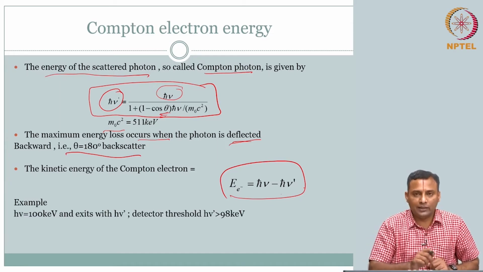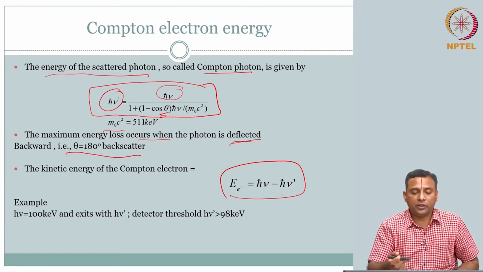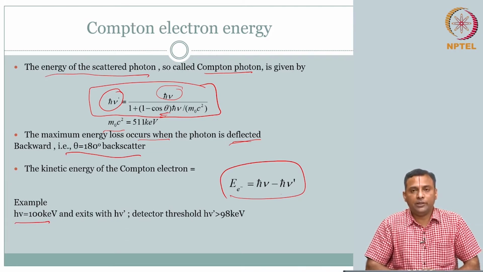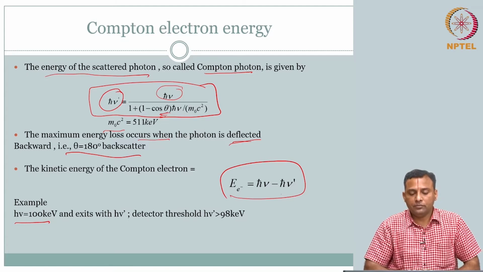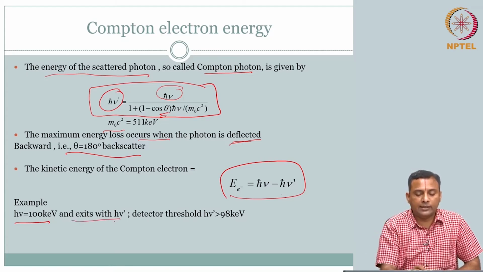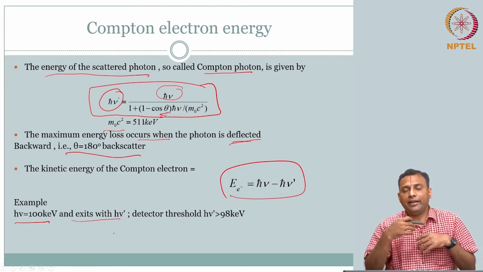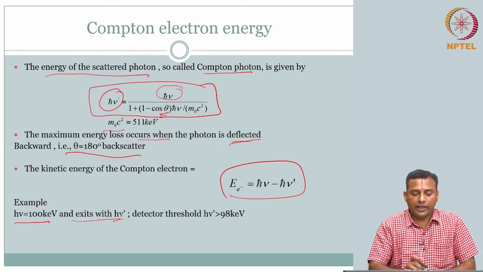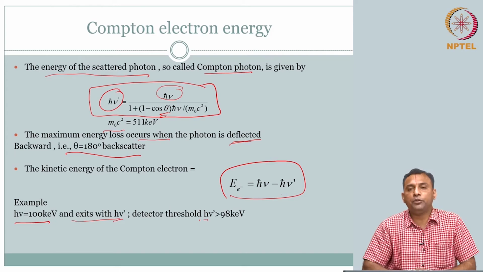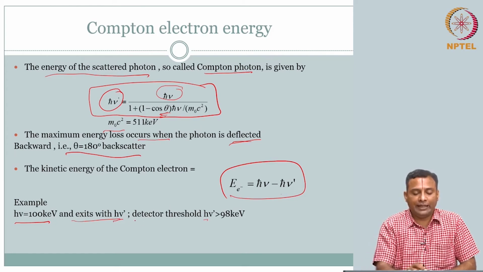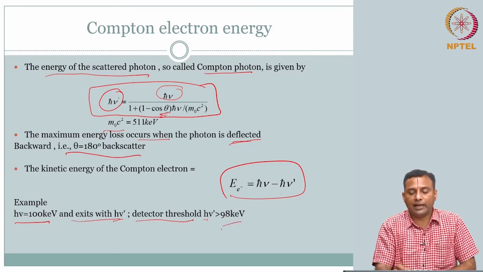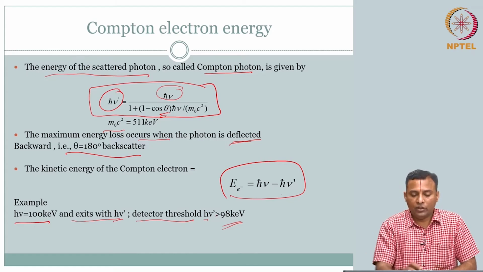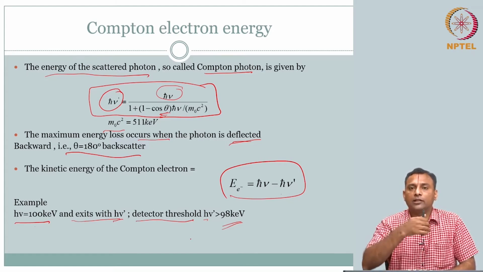I am not going to do that here. This is a simple substitution that you can do. A typical scenario is you have an incoming photon with some energy, say 100 kilo electron volt, and it exits from the material with a reduced energy of h mu dash. We also say there is a detector threshold on h mu dash: if the detected energy h mu dash is greater than 98 kilo electron volt, so you are sending in 100 and receiving 98 after the photon has gone through the medium.